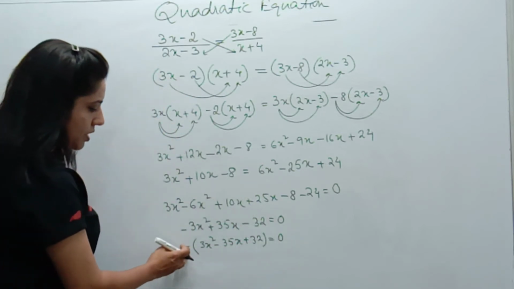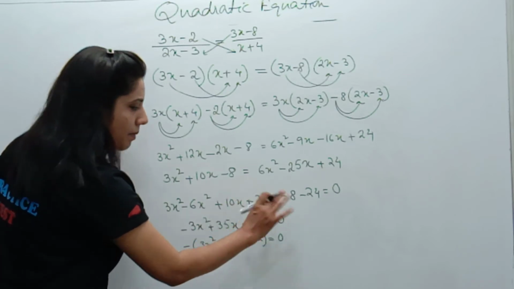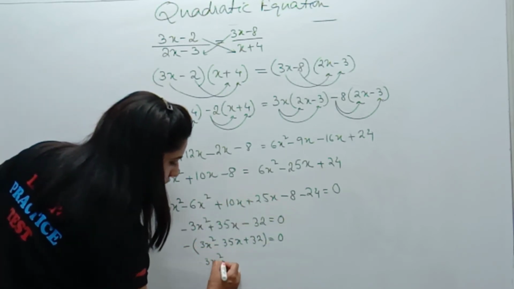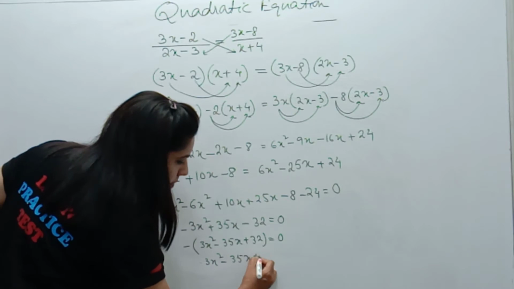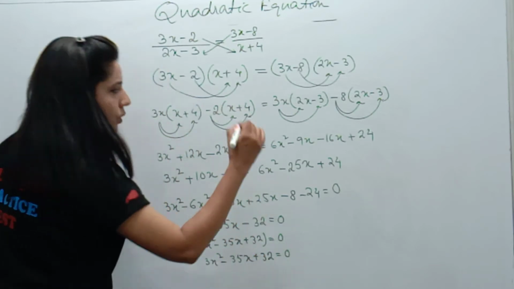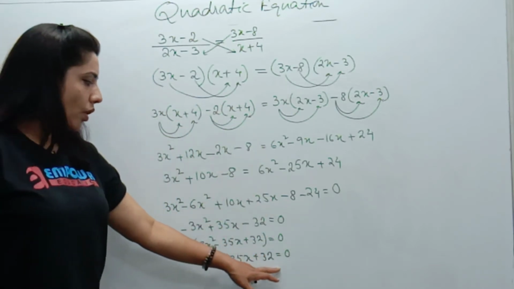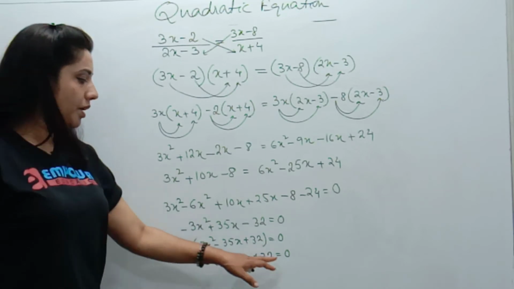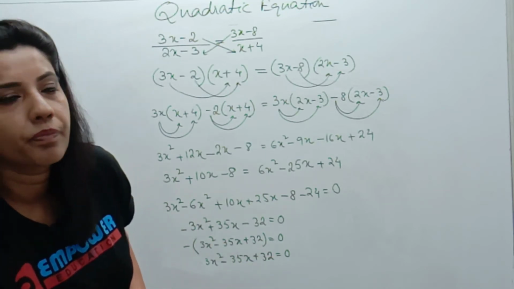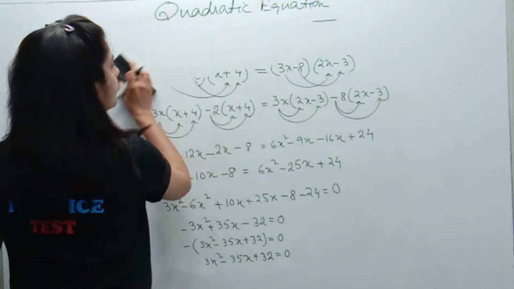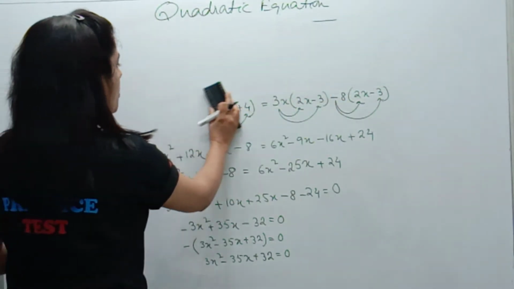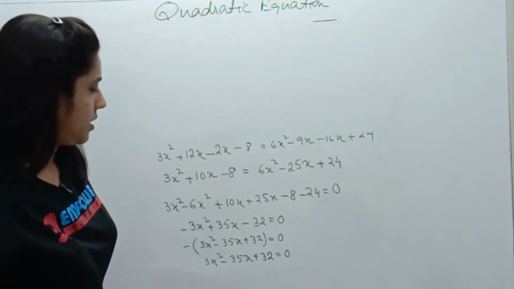So all the signs inside the bracket will get changed. Now with the next step, just get minus sign on the right hand side, make it 0. So we get 3x square minus 35x plus 32 equal to 0. Now we got a quadratic equation. We have to solve it by splitting the middle term. I'll rub this portion. Okay. So now splitting the middle term.